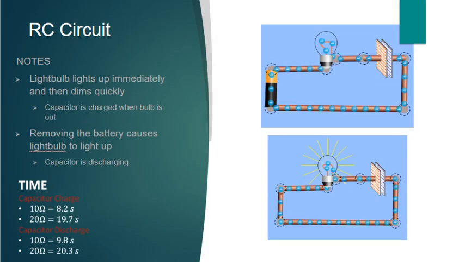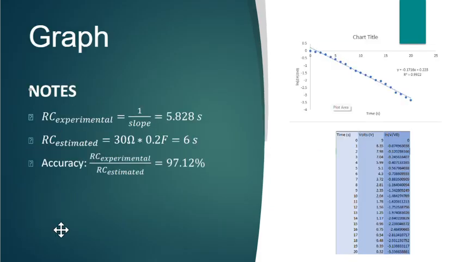And then for the RC circuit, so not doing DC anymore. Whenever you connected the circuit, you'd see the light bulb kind of just make a flash, and then you'd see it dim almost right away. And if you took out the battery, then the light bulb would just light up because it wasn't having to charge through the capacitor. It was just immediately discharging it.